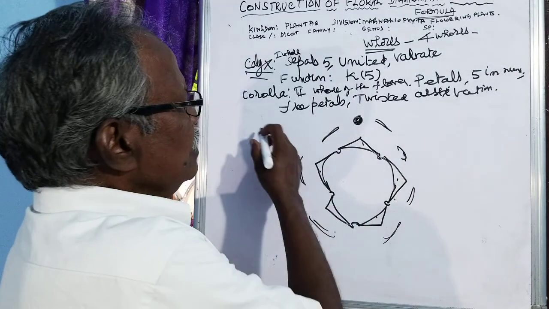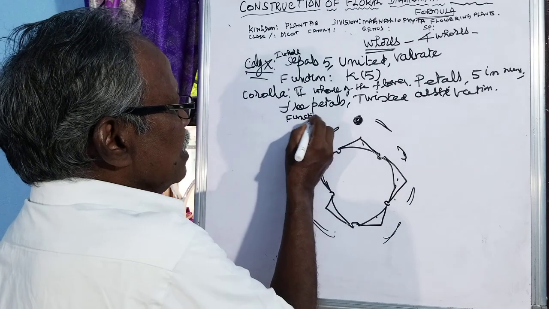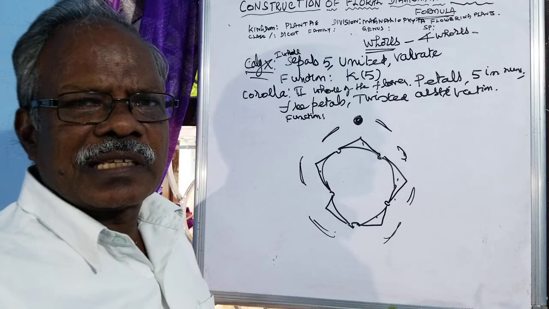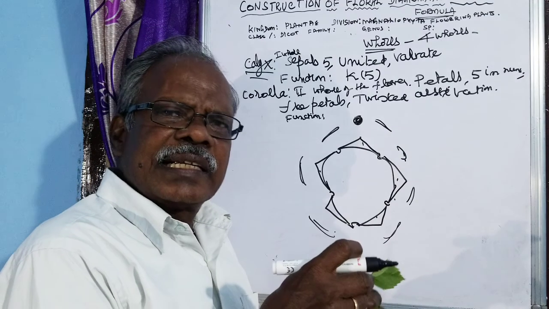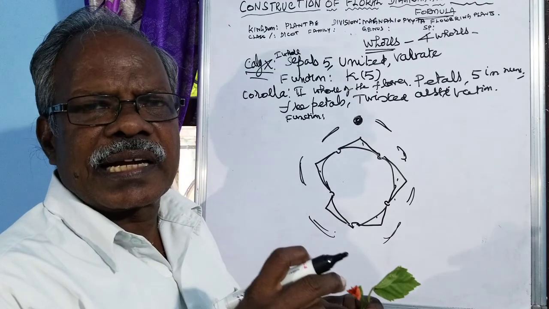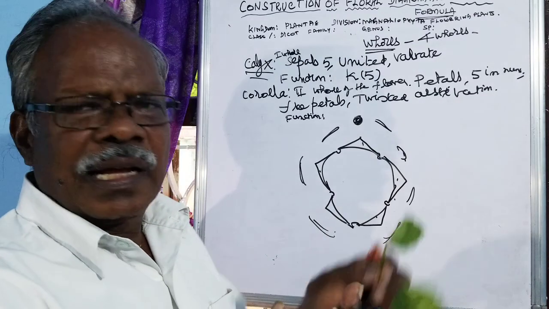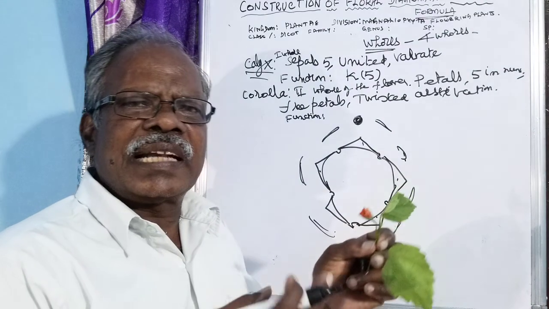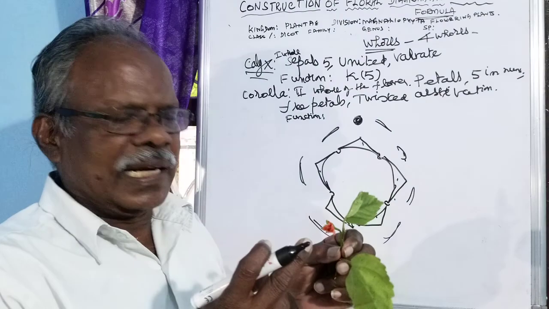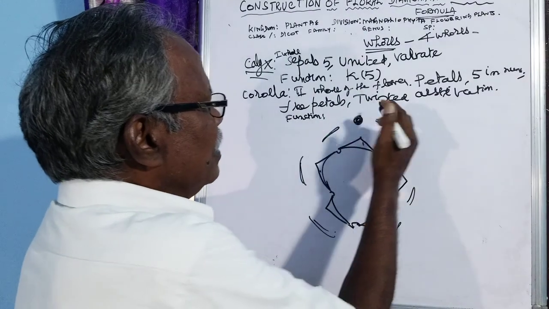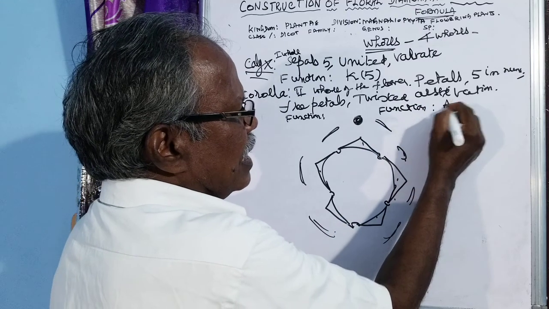Now twisted estivation. Then function. Function is, this is not having any role in reproduction, but it attracts the insects for the purpose of pollination. Since it is beautifully colored, it attracts the insects. It is in the form of white or red or pink, in so many colors. Nature has endowed it with so many colors. So this is corolla. Function is to attract the insects for the purpose of pollination.